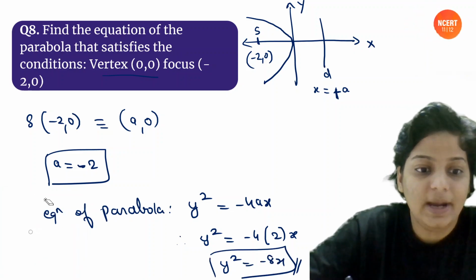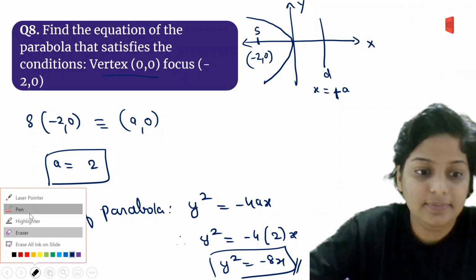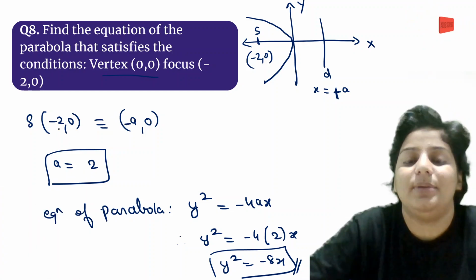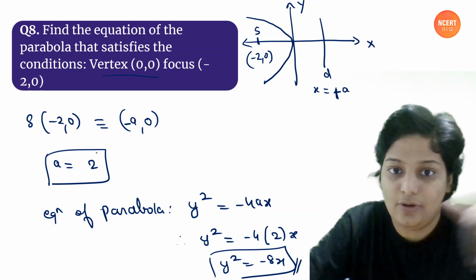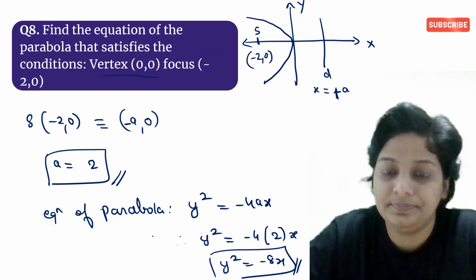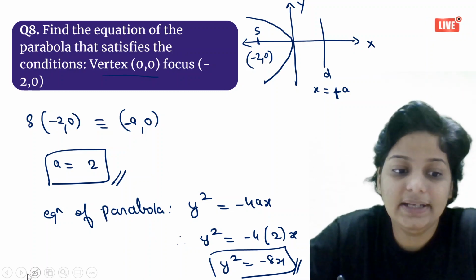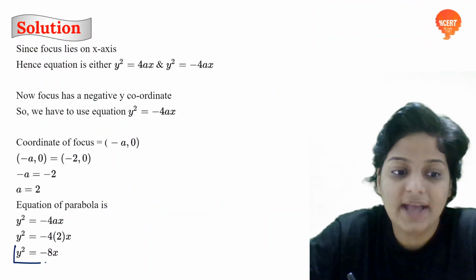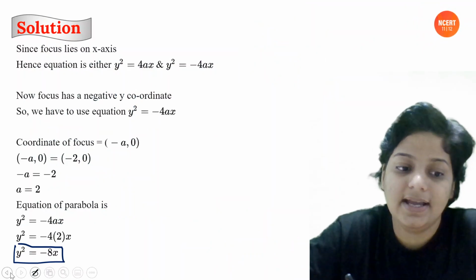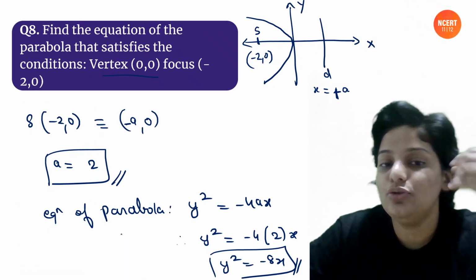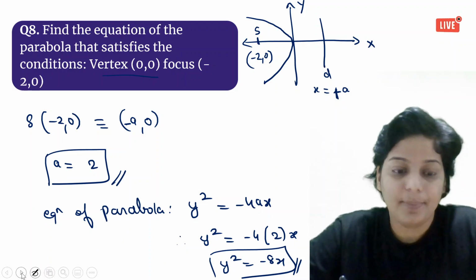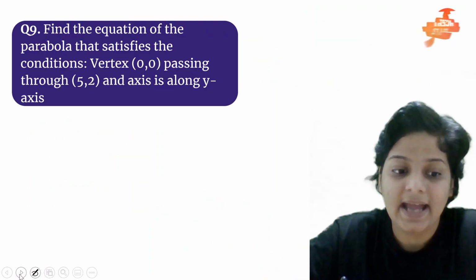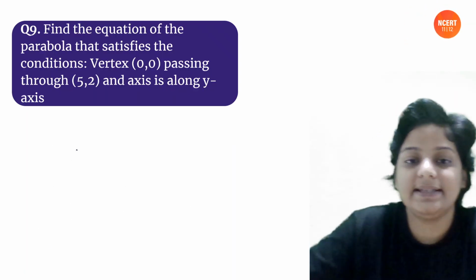a is 2 by the way, not -2. If I compare it with -a, 0, है ना. S is minus 2 comma 0, so I am comparing it with minus a comma 0. I get a to be equal to 2. And that's how I get the equation of parabola y square is equal to minus 8x. मैं आपको डायग्राम्स के साथ बता रही हूँ so that पिक्चर क्लियर होते जाए दिमाग में. It's a left-handed parabola.